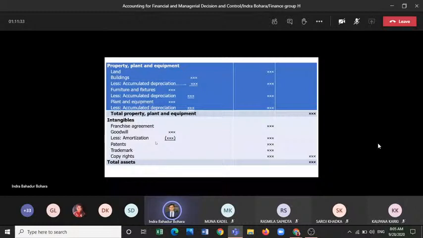So these four assets you have frequently seen in the previous level, in the +2 as well as in the bachelor level. Now, according to NFRS also, there are several other intangibles. You can read about several other intangibles through the internet also. Google search what are the examples of intangible.